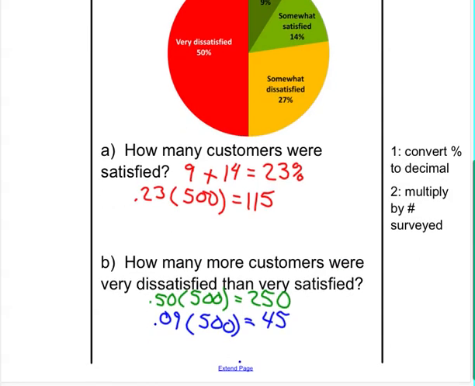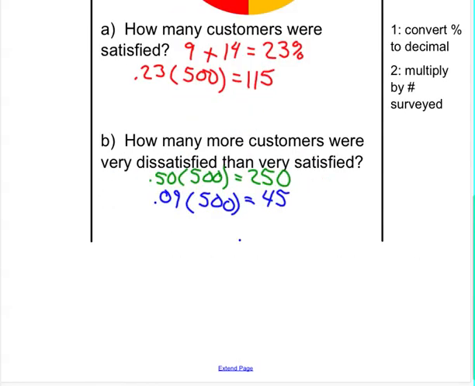So to find how many more, we will subtract. So we will take the number of customers who were very dissatisfied minus the number of customers who were very satisfied, and that will give us 205 more customers who were very dissatisfied than very satisfied.